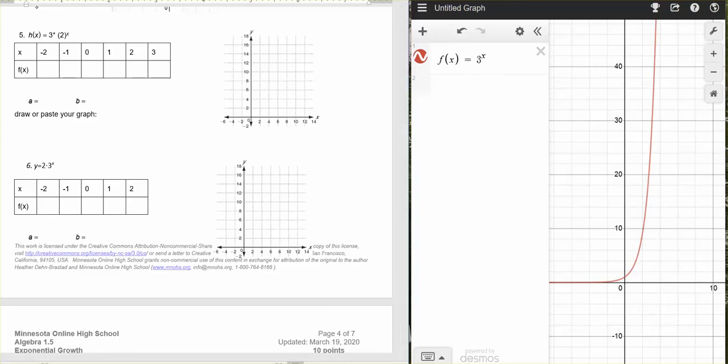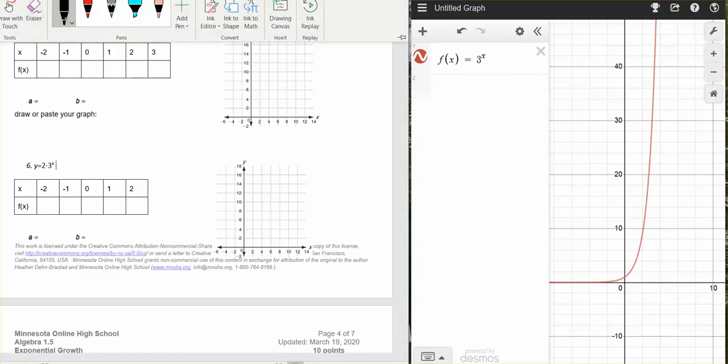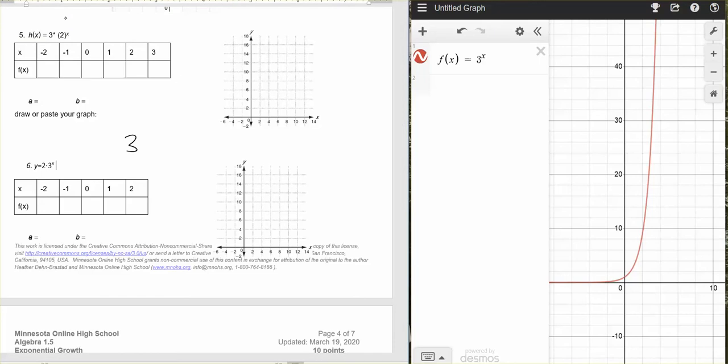So in number 6, we will be doing 3 to the x, and then whatever we get for an answer, we'll be multiplying by 2 to fill in the blanks. So the first one is 3 to the negative 2, and after we get that answer, we'll multiply it by 2. So 3 to the negative 2 is the same as 1 over 3 squared, which is the same as 1/9, and then we have to multiply that by this 2 that's in front. So what's 2 times 1/9? It's 2/9. So our first value at negative 2 would be 2/9, which is a very tiny number.